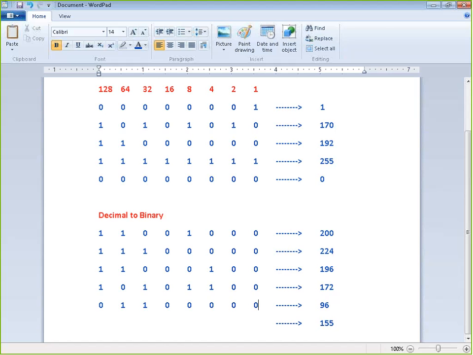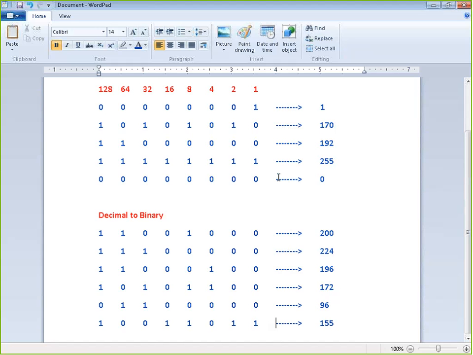Let me put down the solution that you've given. 1 0 0 1 1, then 0 1 1. So that's the solution that you've given. Let's check whether it's right. 128 plus 16 becomes 144. 144 plus 8 becomes 152, and then 154 and 155. That's absolutely right.